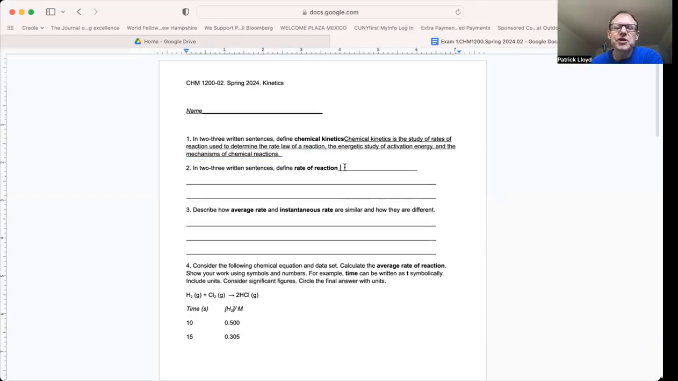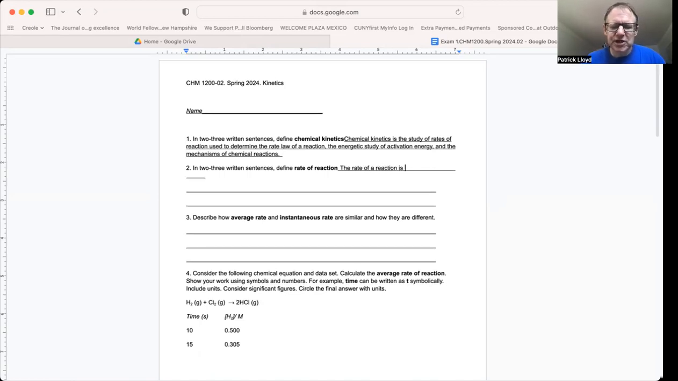All right, so let's do the second one. In 2 to 3 written sentences, define the rate of reaction. Well, this one probably doesn't even need 2 to 3 sentences. One sentence probably will do, but the rate of a reaction is sometimes called the speed of the reaction. In fact, we'll say speed or velocity of a reaction.